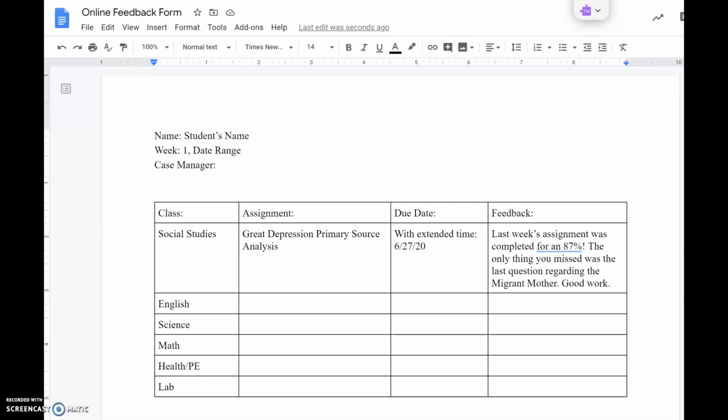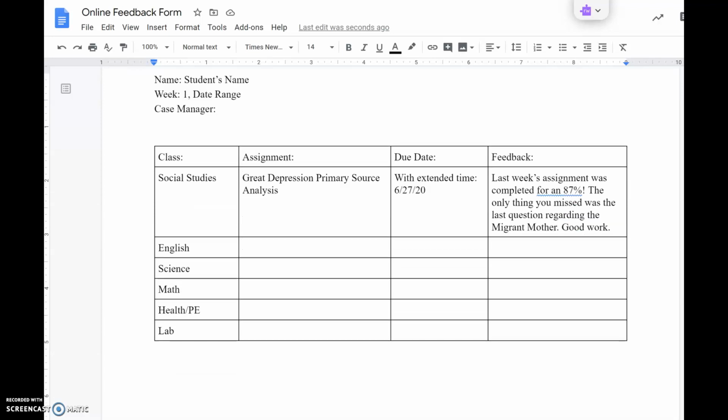The goal for this technology solution would be just to have everything organized each and every week of what is going on. The students at LCTI would have their 5 core classes of social studies, English, science, math, health, and PE, and their lab, and the assignment would just be posted of what is going to be due, what their due date with any sort of extended time would be, and any feedback that is provided afterwards.